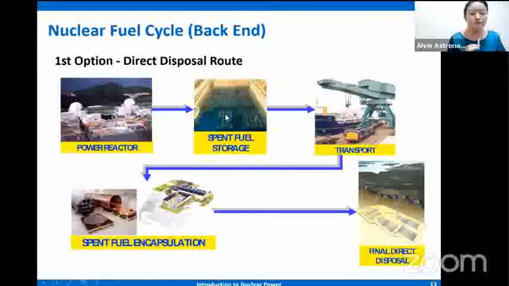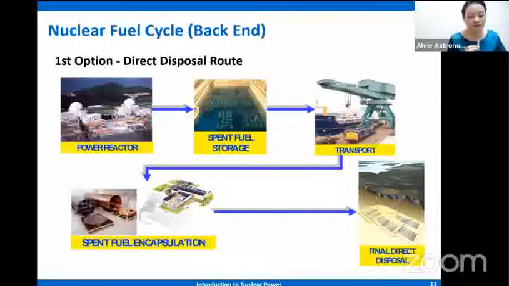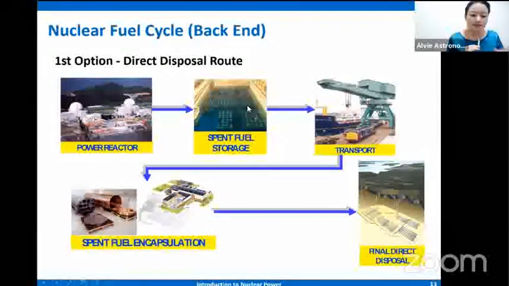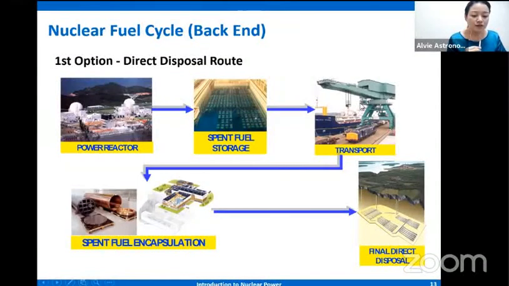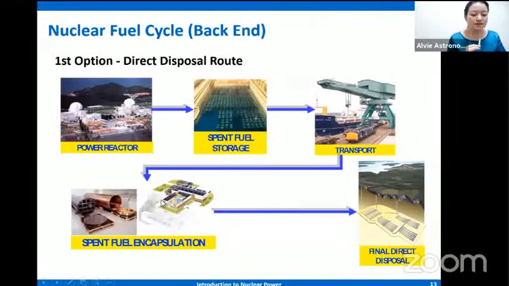From the power reactor, the fuel is still generating a lot of heat because of the fission product decay. So they have to be stored in spent fuel storage, usually underwater, to remove the heat. After years of decay, they will be ready for transport, and they will be sent to a facility for spent fuel encapsulation, and then final disposal. So that's the first option.